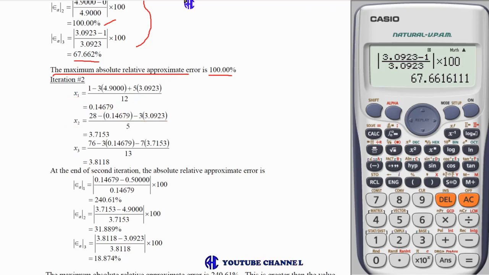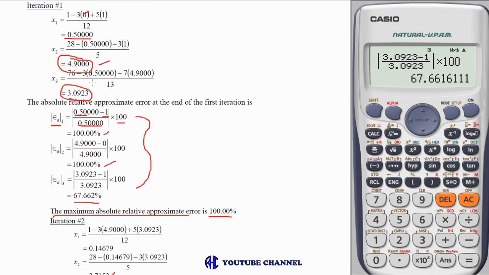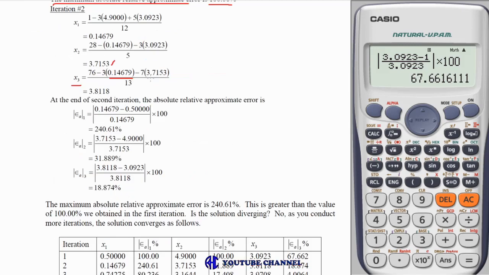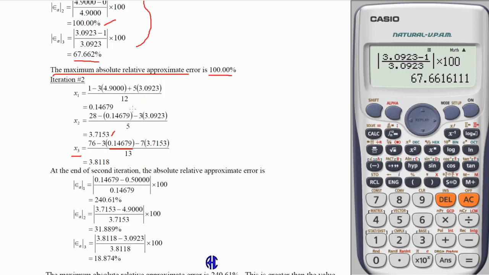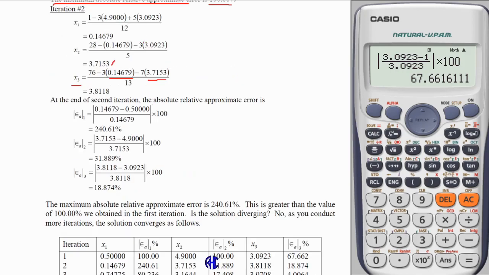Then, kapag substitute natin, makakuha tayo ng value ng x sub 2, which is 3.7153. Then, sa pagkuha ng x sub 3, yung gagamitin natin is yung new value na ng x sub 1 and x sub 2. So, mapapansin ninyo, naging 0.14679. Tapos, instead na 3.0923 yung gagamitin natin para sa x sub 2, magiging 3.7153. So, kapag i-calculate nyo yan, ito yung magiging sagot natin.